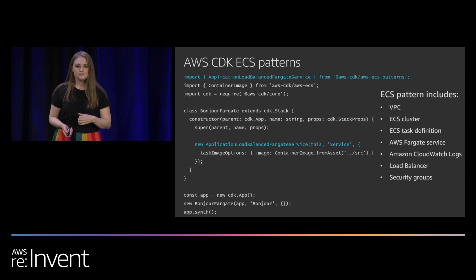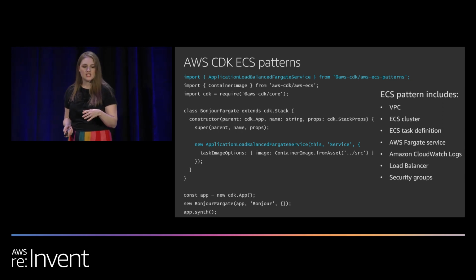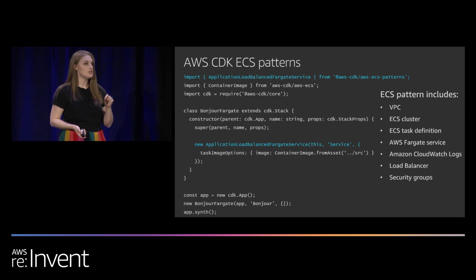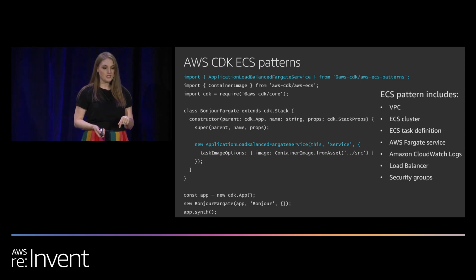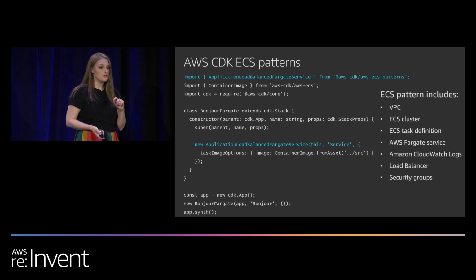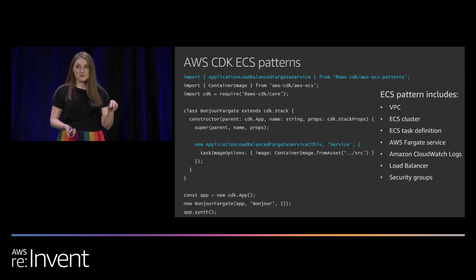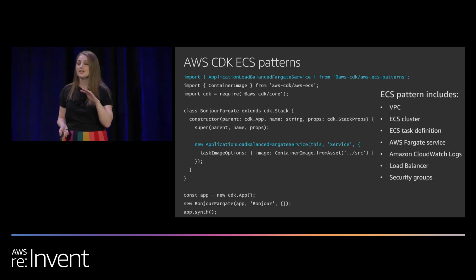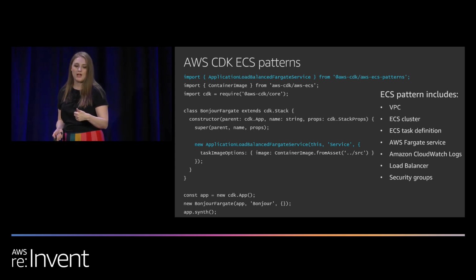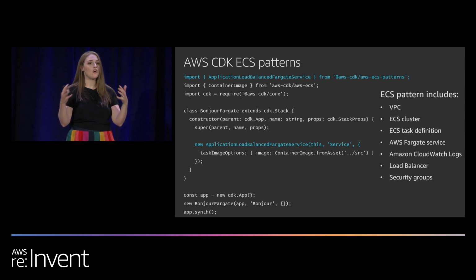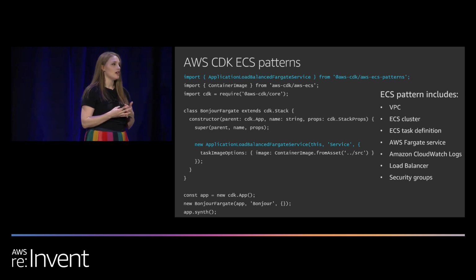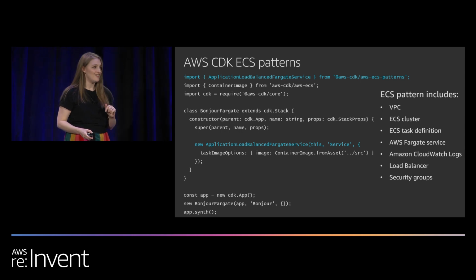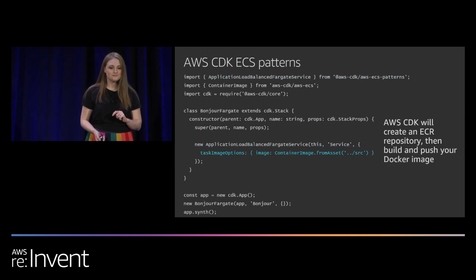As an example, this is just a few lines of TypeScript that I'm able to use to create an application load balanced Fargate service. It's going to create the cluster for me, the VPC, the task definition, the service, the CloudWatch logs group, the load balancer, the security groups, and it's going to hook all of it together so that when you deploy this, you just get a URL that you can hit immediately.